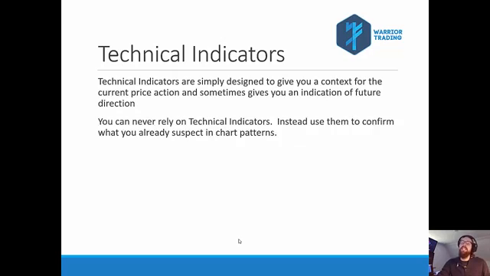So we're going to talk a little bit about technical indicators. What are technical indicators? They're designed to give you context for the current price action. And really the only reason we use them is to help us understand the context and maybe give us a little indication of future direction. But you can never rely entirely on technical indicators. Instead, I use them to confirm what I already suspect.